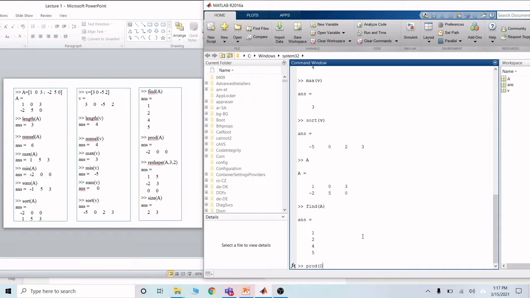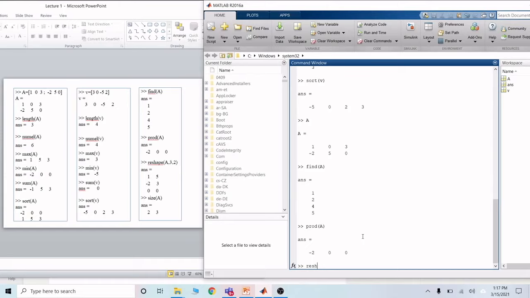PROD, product of A. Product of each column. The product of 1 and -2 is -2, 0 and 5 is 0, 3 and 0 is 0.